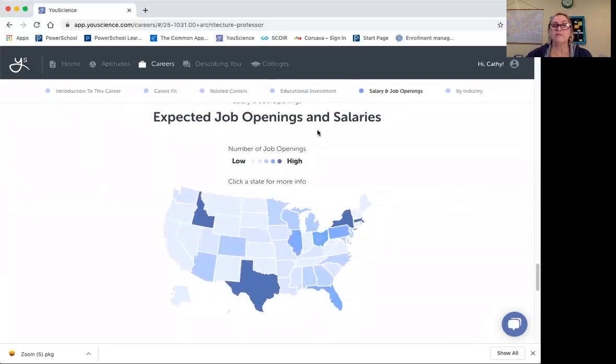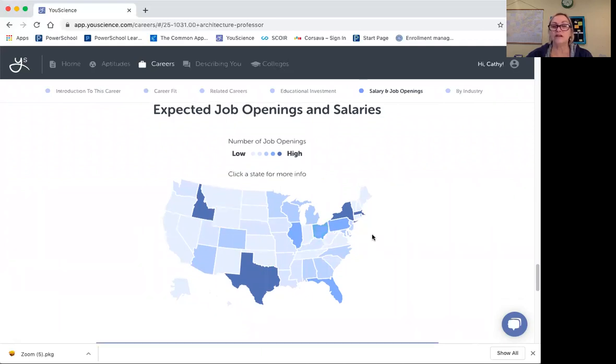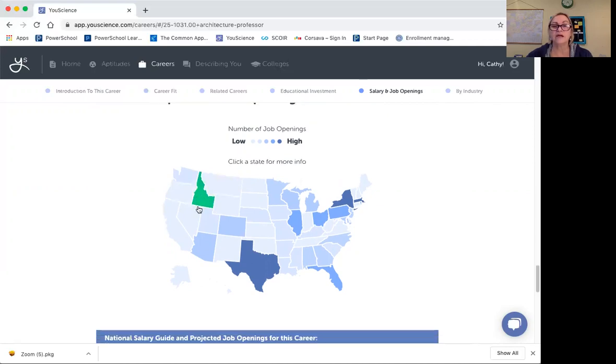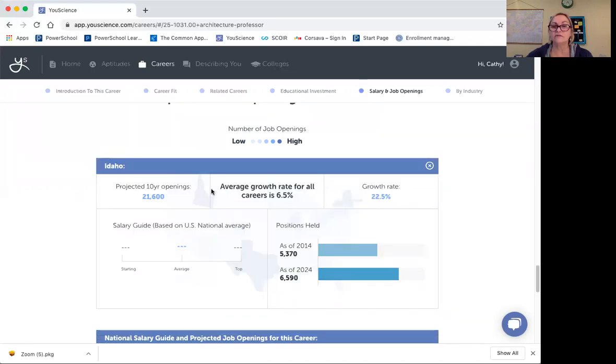Then we look down at expected job openings and salaries. So we see a map of the United States. The darker it is, the more likely they will need it. I don't know why Idaho all of a sudden needs a bunch of architecture professors, but they seem to want them. You can click on the state itself. If you look in Idaho's state, average growth rate for all careers is 6.5%. But for architecture professors in Idaho, it's 22.5%. So that's a growth industry.